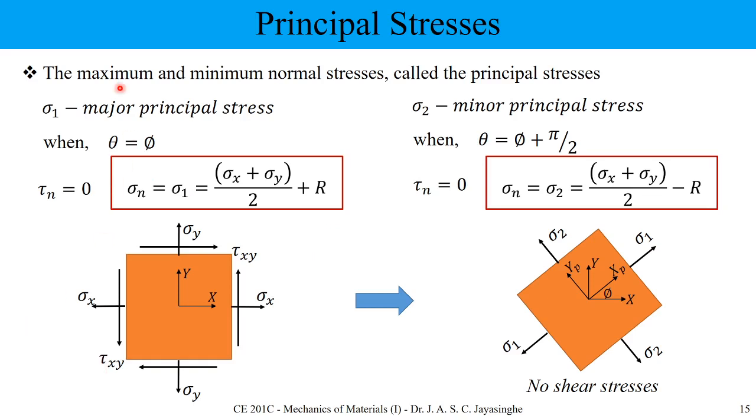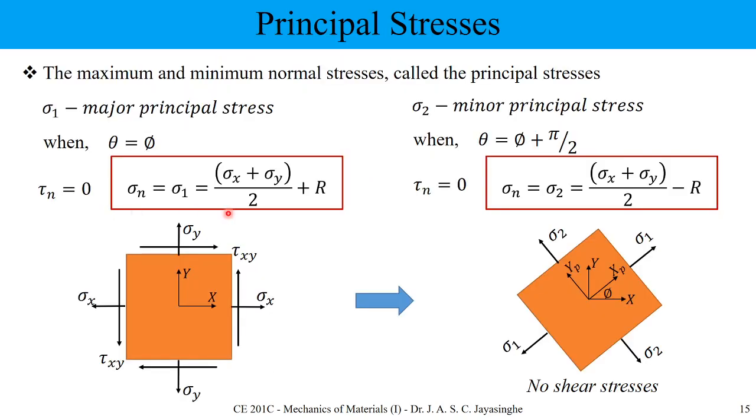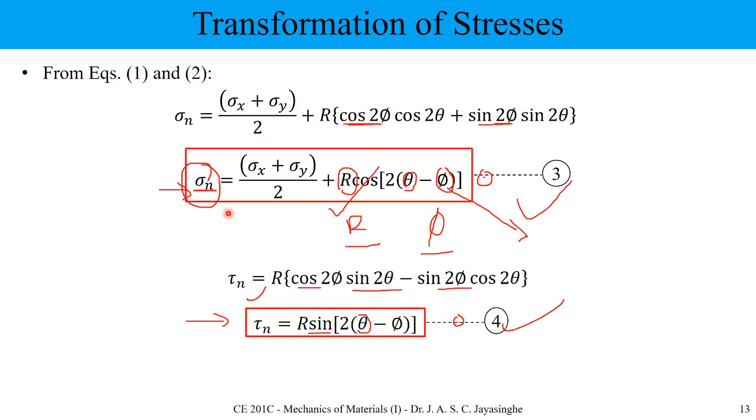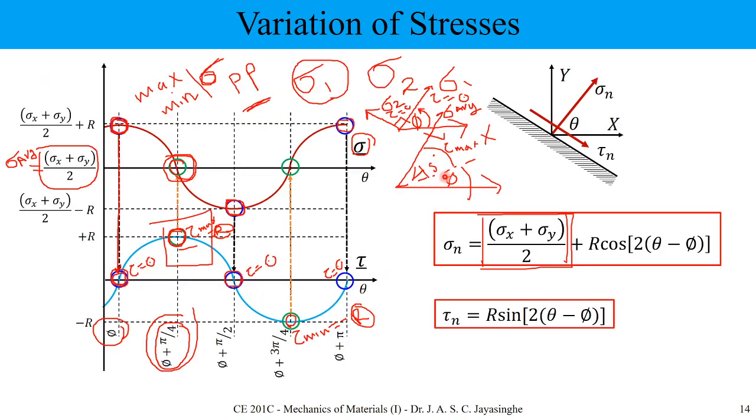Now we can shift a little bit more, and this is a definition I already explained. The maximum and minimum normal stresses are called the principal stresses. This is the major principal stress, sigma 1. Sigma 2 we call the minor principal stress, where theta equals phi and theta equals phi plus 90. At that time the shear value goes to 0, and the values are, of course, average plus r and average minus r. So there's a very nice arrangement. That's why we rearrange these equations, although of course you can work with them as they are, no problem.